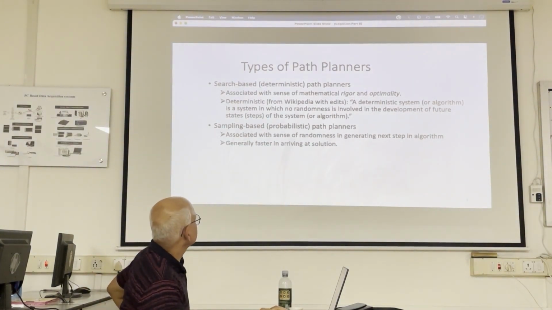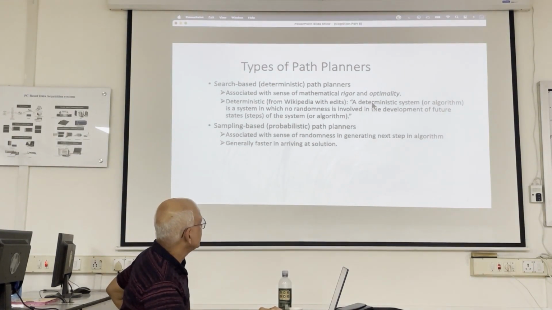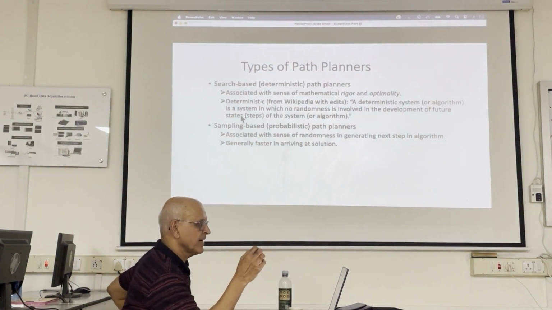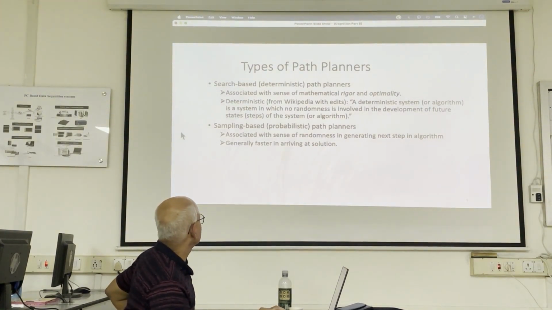It is associated with a sense of mathematical rigor and optimality. There's the word again, optimality. So a deterministic system or algorithm is a system in which no randomness is involved in the development of future states. So it is perfectly predictable what you're going to do next.